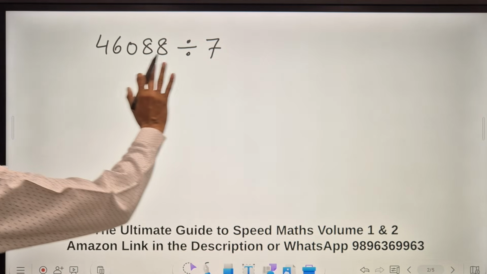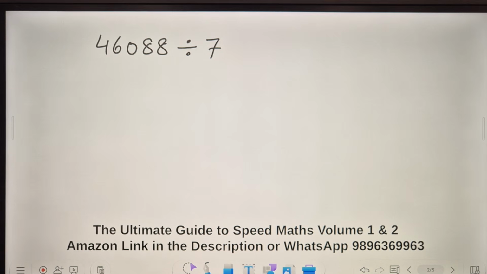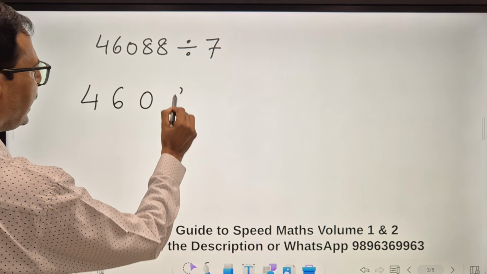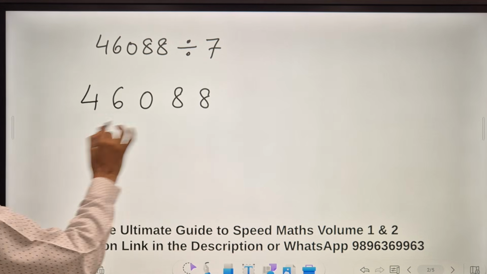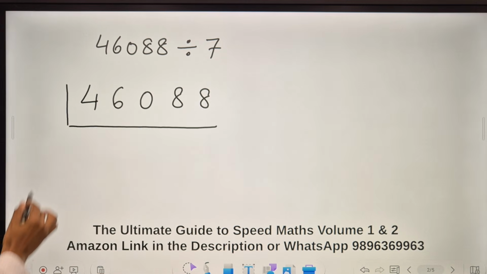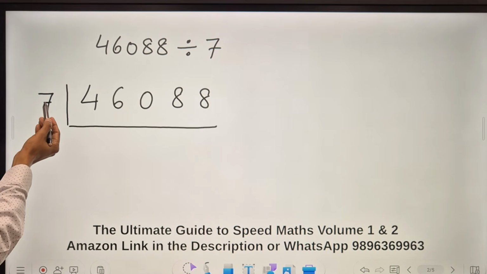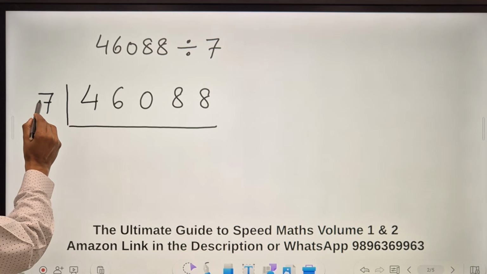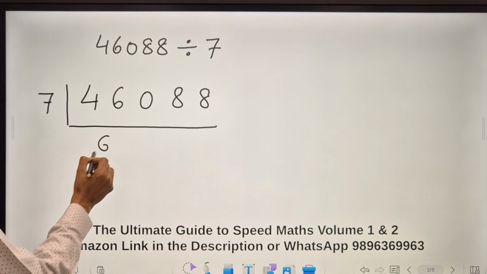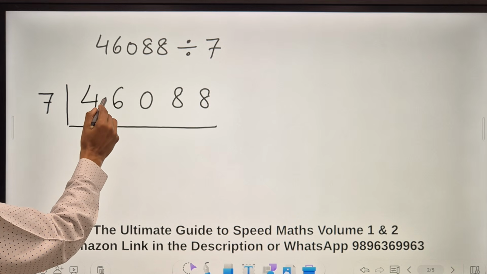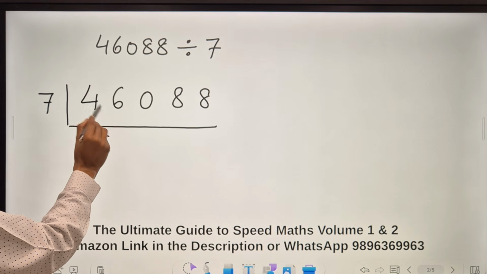Right. So we are talking about single line division, right? So how do you do it? 4, 6, 0, 8, 8. See, I have left a slight gap between the digits, and then I'll write like this, and the divisor 7 is to be written here. Now obviously 7 is greater than 4, so I have to consider the first 2 digits. That's what we do in normal division. Now 7 6s are 42, right? So 46 minus 42 is 4.